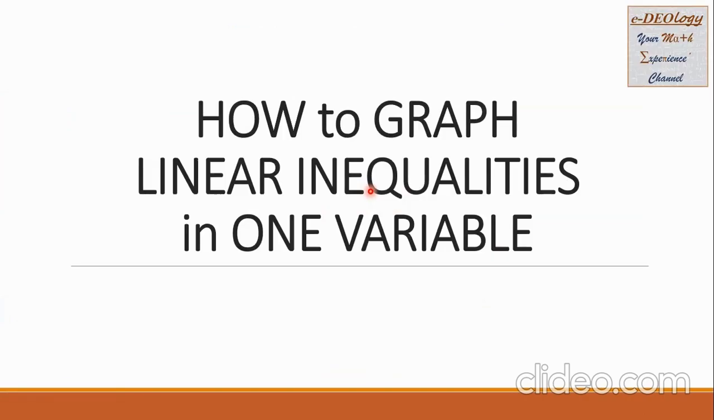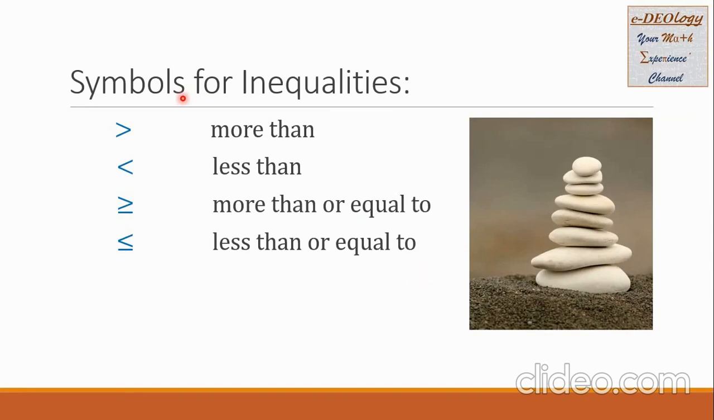Hi everyone. Today we're going to study how to graph linear inequalities in one variable. First, let us see some symbols for inequalities. The first is the symbol more than. The second is the symbol less than. Now, the third symbol is more than or equal to. The fourth symbol is less than or equal to.